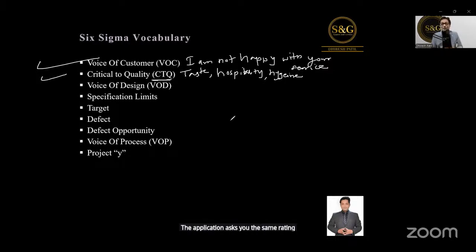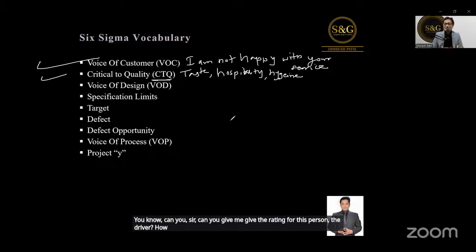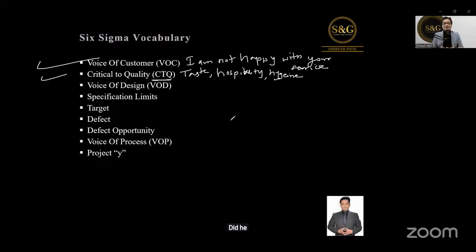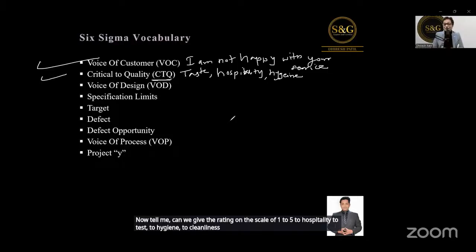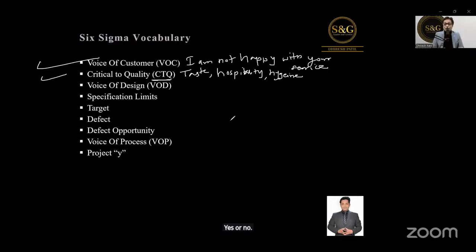You know, can you give the rating for this person, the driver? How was he? Was he clean? How was he driving? Was he peaceful? Did he give you the best service? So you give the rating on the scale of 1 to 5. Now tell me, can we give the rating on the scale of 1 to 5 to hospitality, to taste, to hygiene, to cleanliness? Yes or no? Correct? So from the vague, now we are bringing some numbers on the table here.